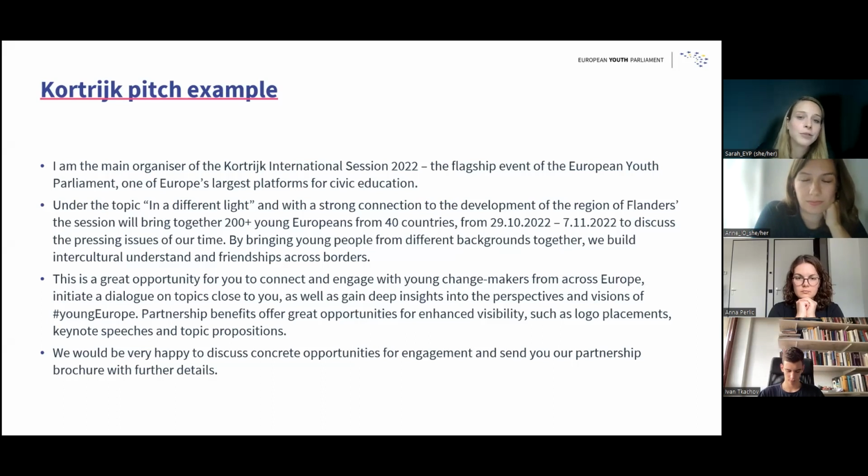By bringing young people from different backgrounds together, we build intercultural understanding and friendships across borders. This is a great opportunity for you to connect and engage with young change makers from across Europe, initiate a dialogue on topics close to you, as well as gain deep insights into the perspectives and visions of young Europe. Partnership benefits offer great opportunities for enhanced visibility, such as logo placements, keynote speeches, and topic propositions. We would be very happy to discuss concrete opportunities for engagement and send you our partnership brochure with further details.